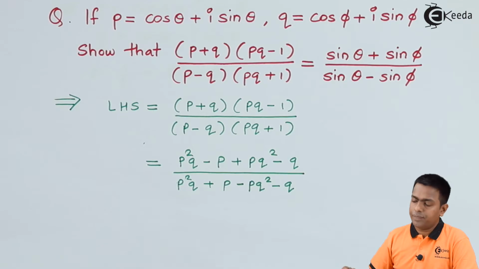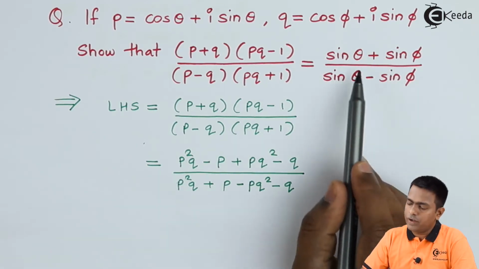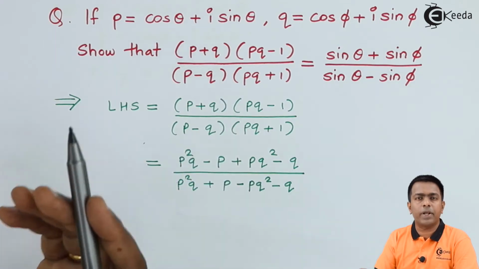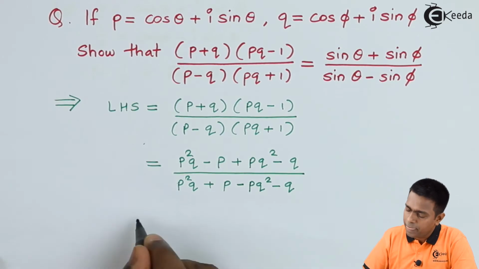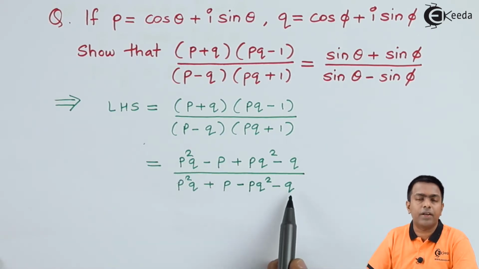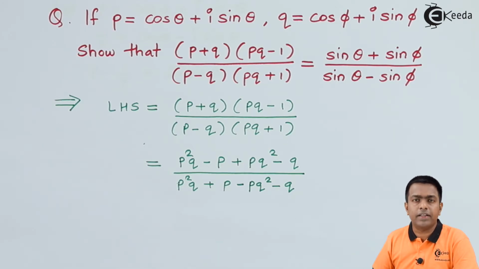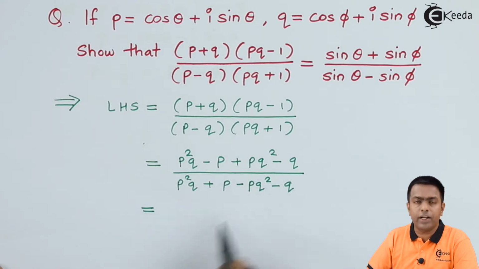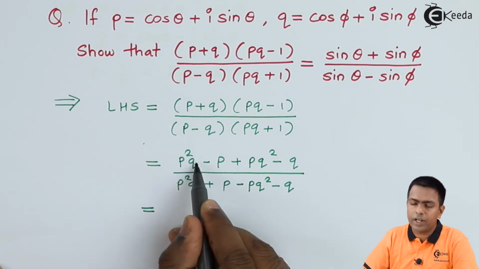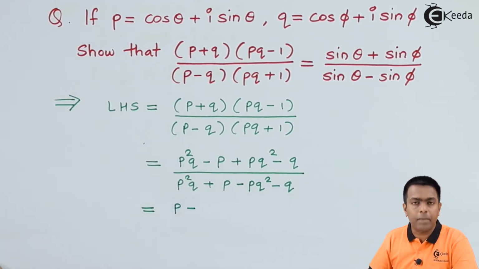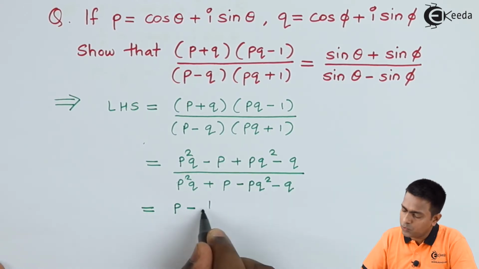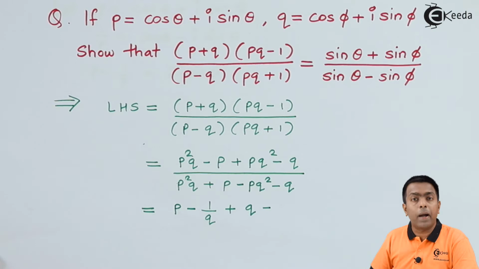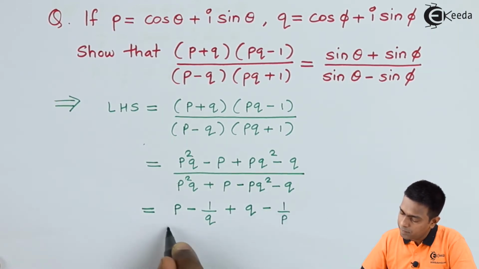So guys, you can see here, when we subtract the conjugate from the complex number, we get a sine term. So here, since we want sine terms in the numerator and denominator, we will try to bring the complex number minus its conjugate in the numerator as well as in the denominator. For that, I'll divide the numerator and denominator by PQ, so we can get the arrangement like P minus 1 upon P or Q minus 1 upon Q. If I divide by PQ, we will get P square Q upon PQ as P, minus P upon PQ, that is 1 upon Q, plus PQ square upon PQ is just Q, minus Q upon PQ is 1 upon P.